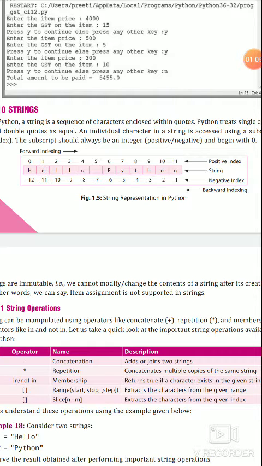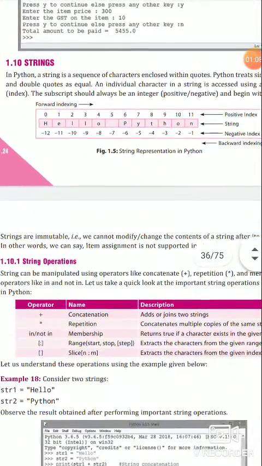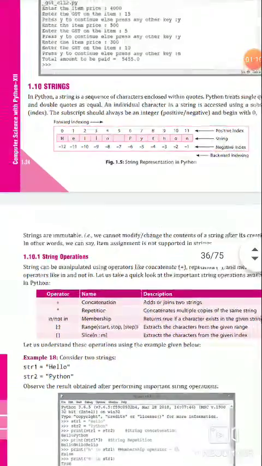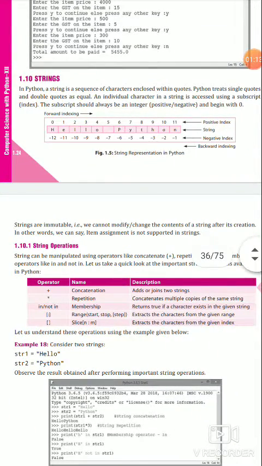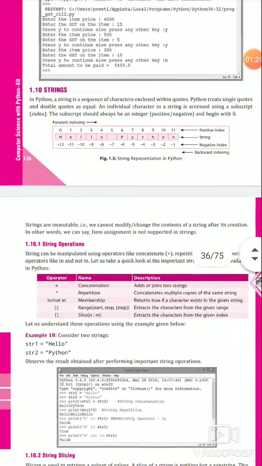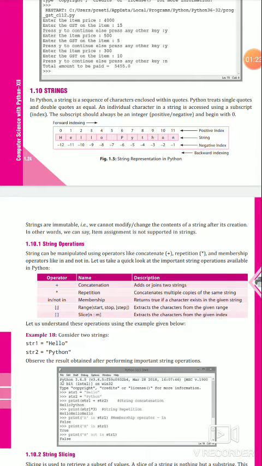Let's run some programs, and before going to the compiler let's understand some more qualities of strings. Strings are immutable. It means we cannot modify or change the contents of a string after its creation. In other words, item assignment is not supported in strings. It means we cannot change any character within the string.